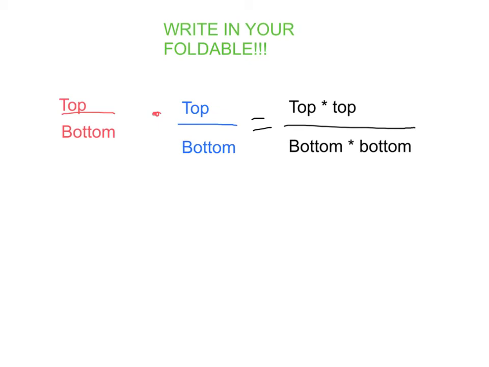This slide you need to write in your foldable. You need to have top over bottom times top over bottom equals top times top over bottom times bottom. That's the only part you're writing in your foldable. Once you have this written down, you can put your foldable away and open up your composition for these examples.